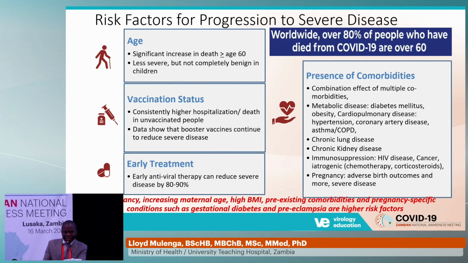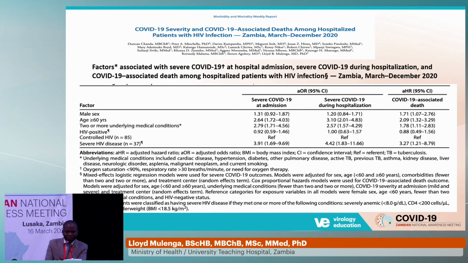But importantly in the pregnant population, just to highlight, increasing maternal age is also a high risk factor, as well as a high BMI, and other pre-existing comorbidities if they are present, especially gestational diabetes and also preeclampsia. So this population has to be looked at closely.